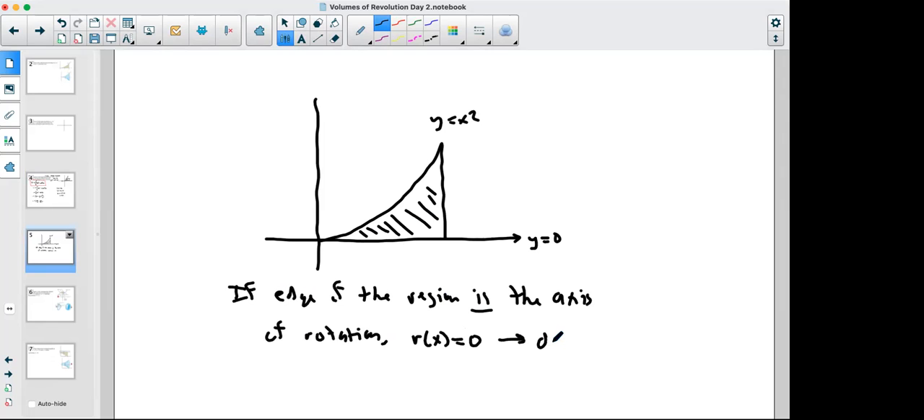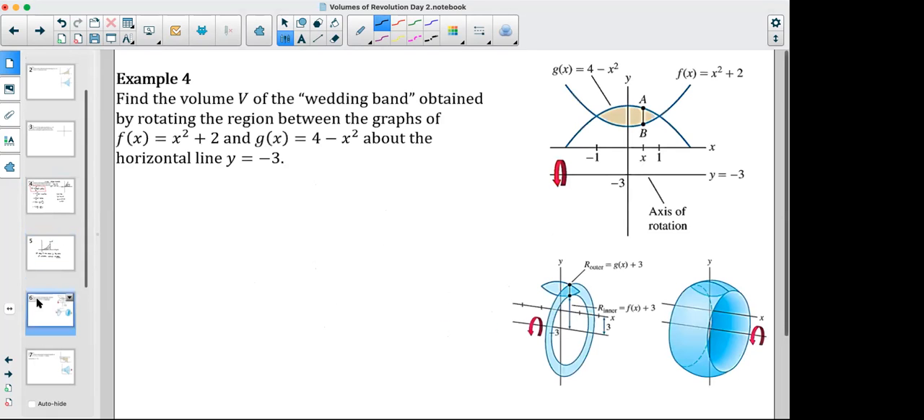And that gives us what we call disks instead of washers, meaning that there's no hole in it, because there's no space for a little r to exist. If the edge of the region is not the axis of rotation, then you're going to get a washer. So here's another example.